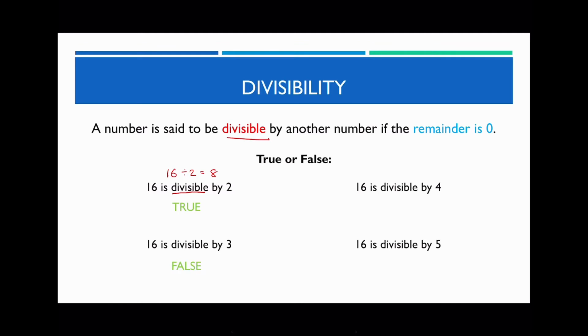16 is divisible by 4. This is also going to be true because 16 divided by 4 gives you 4, so a nice whole number again. 16 is divisible by 5. This would be false because this doesn't give you a nice whole number. Not only that, but you could also say that if something is divisible, the numbers 2 and 4 are therefore considered to be factors of this. And again, I'm just trying to show you how factors and divisibility relate to one another.